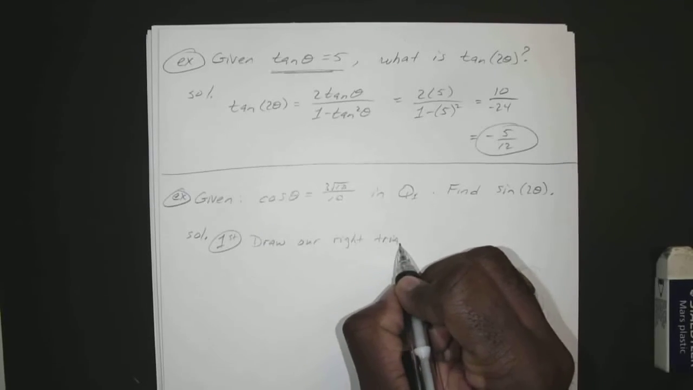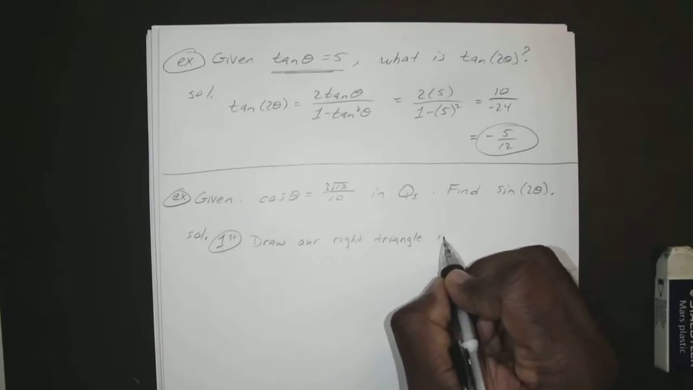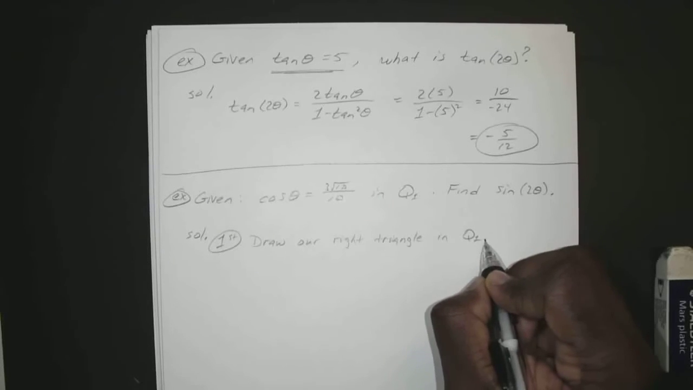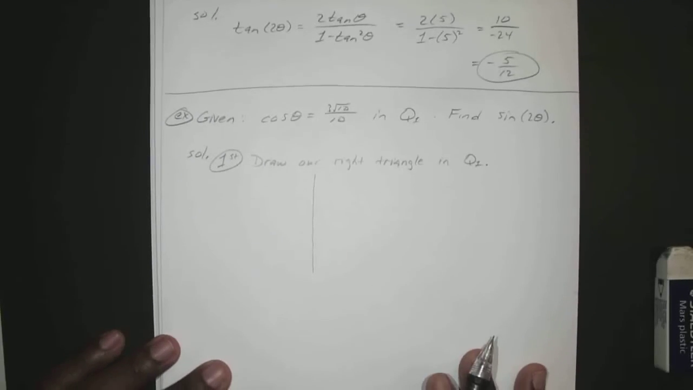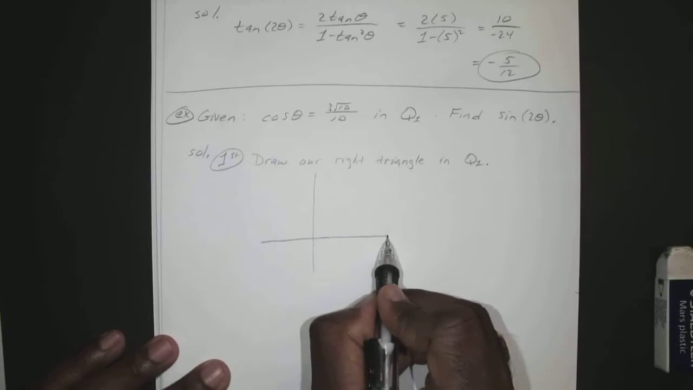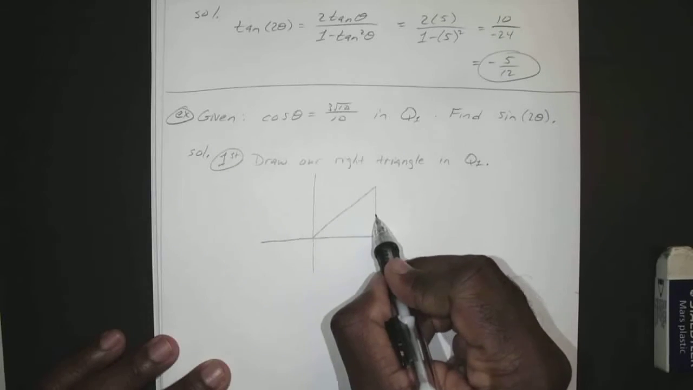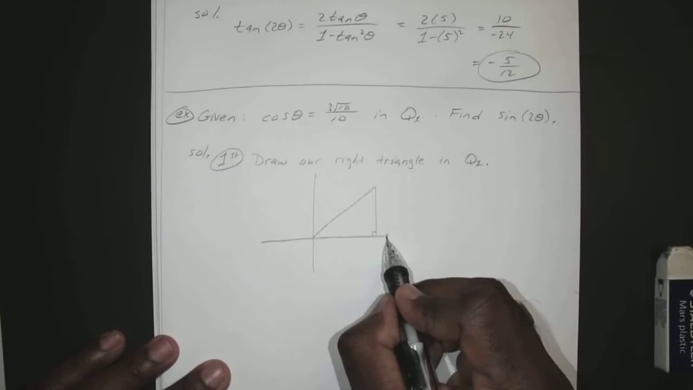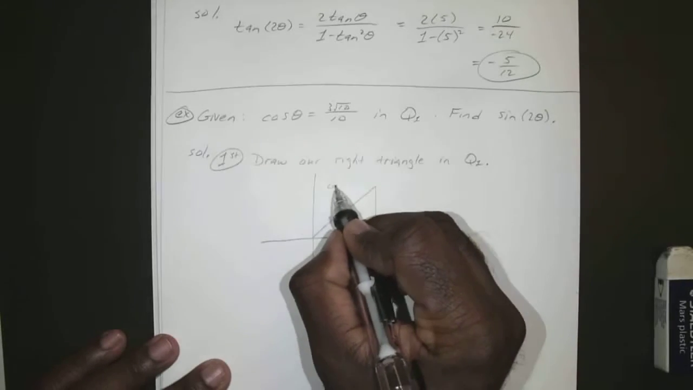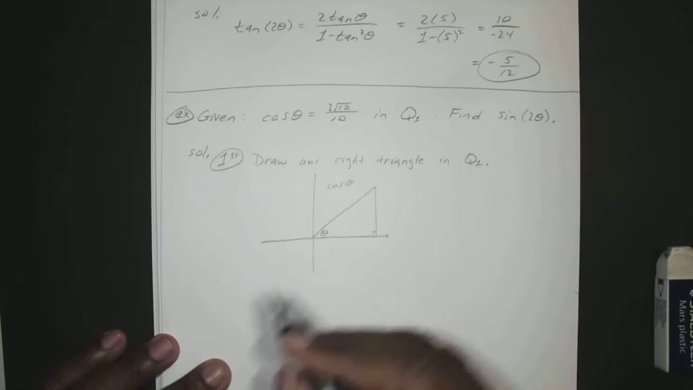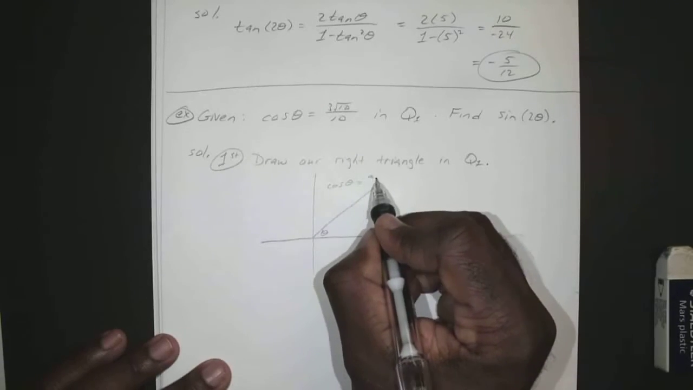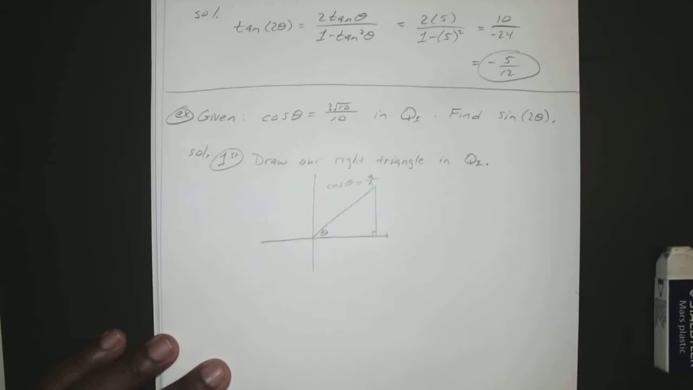Right triangle in quadrant 1. We'll bring that up some. Okay, so in quadrant 1, remember this is our cosine of theta. Remember, cosine of theta is adjacent over hypotenuse.